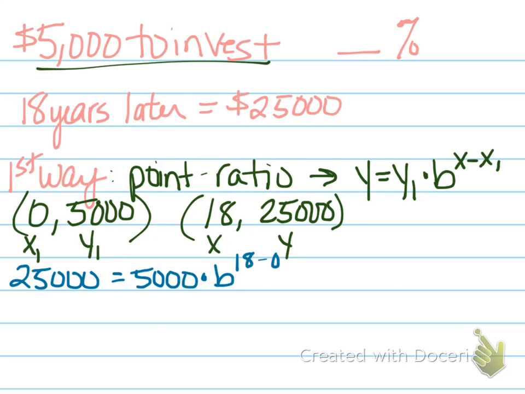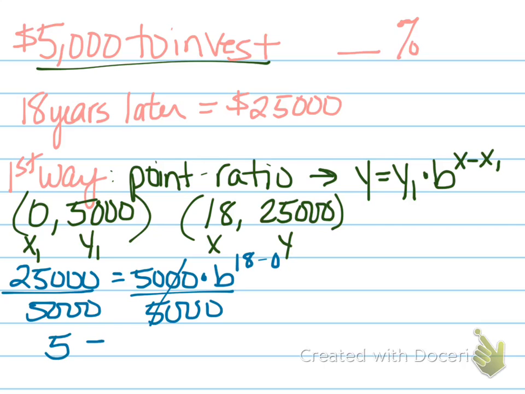So I start to solve this by dividing both sides by 5,000. 25,000 divided by 5,000 is 5 equals B, and 18 minus 0 is just 18. So I get 5 equals B to the 18th power. I'm just going to rewrite that over here so you can see a little bit better. 5 equals B to the 18th power.